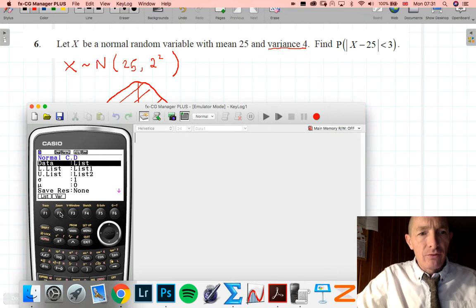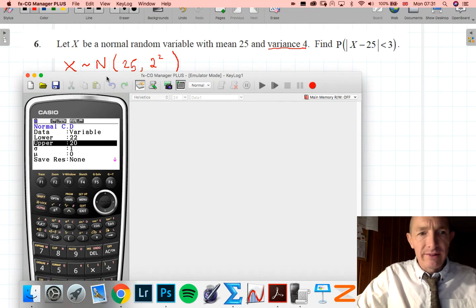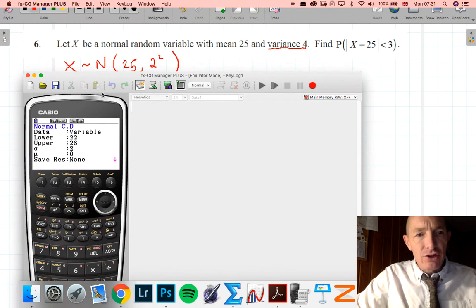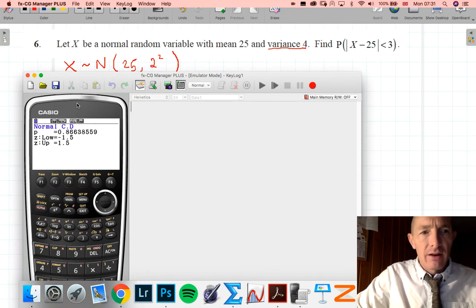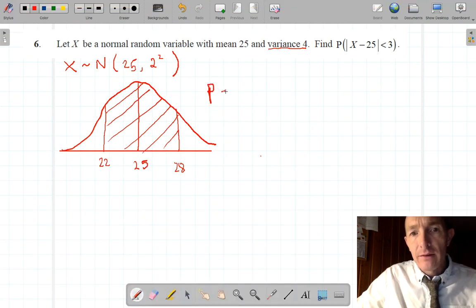I'm going to use variable, and I'm going to start with my lower one at 22 and my upper one at 28. Then put my standard deviation in, which is 2, my mean in, which is 25. This gives me the probability 0.866.